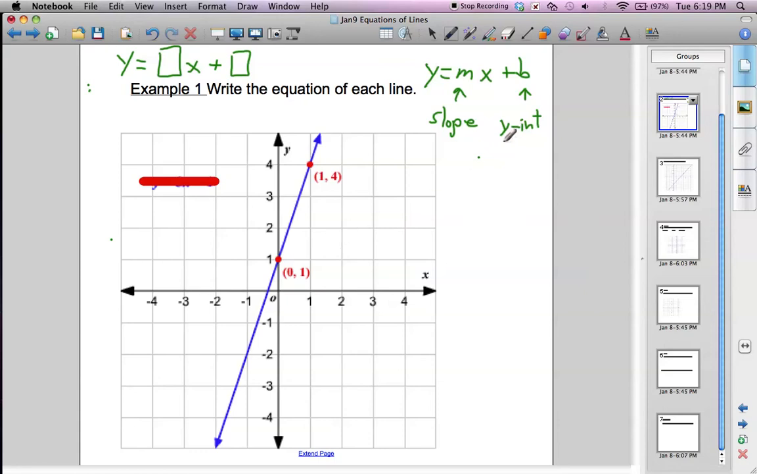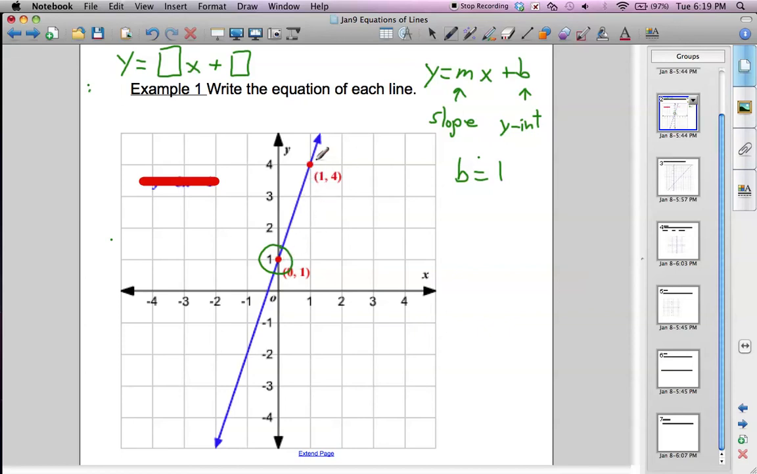The easiest one is probably the y-intercept. If you look at the graph, the y-intercept is the point at which the line cuts the y-axis, so there it is. 1 is the y-intercept. So the y-intercept is 1. Okay, y-intercept is 1, so we're halfway there. Now we have to find the slope.